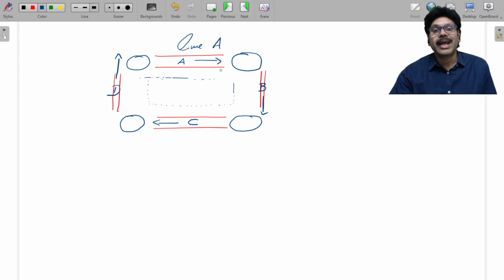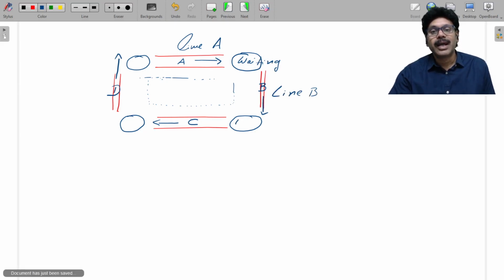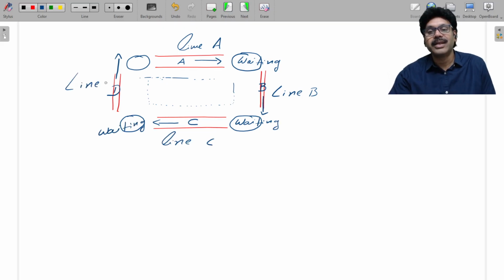A is holding lane A and it is waiting for lane B. B is holding lane B and it is waiting for lane C. C is holding lane C, and it is waiting for lane D. D is holding lane D and waiting for lane A.